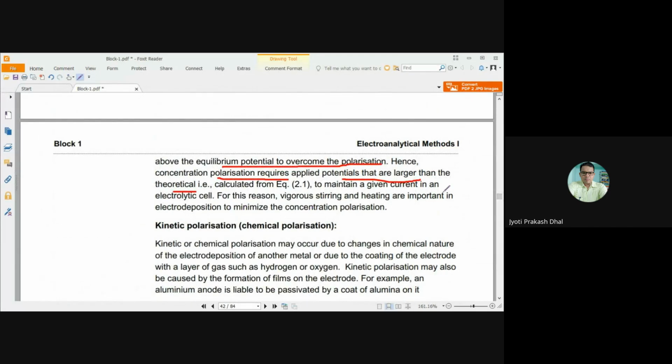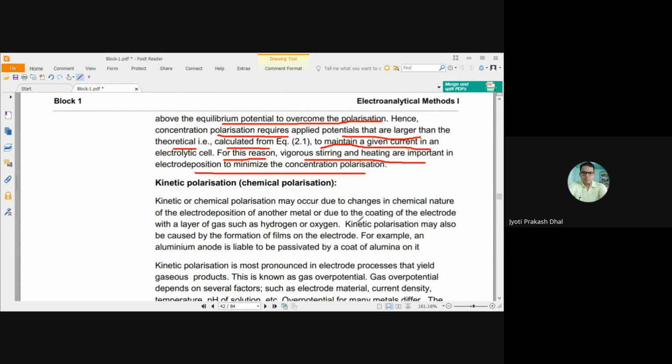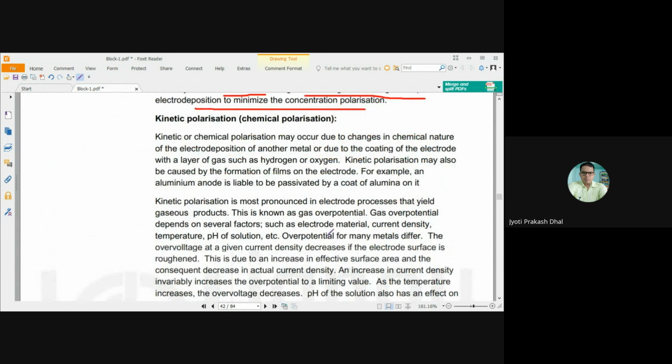So here, hence the concentration polarization requires applied potentials that are larger than the theoretically calculated ones. So here the applied potential should be larger than what is mentioned in equation 2.1 to maintain a given current in an electrolytic cell. For this reason, vigorous stirring and heating are important in electrode deposition to minimize the concentration polarization. And the next one is chemical polarization or kinetic polarization.